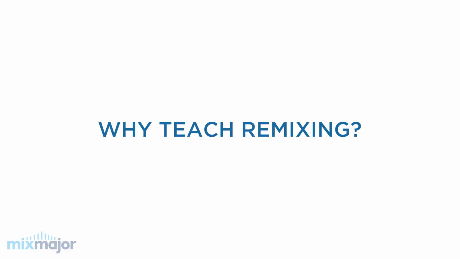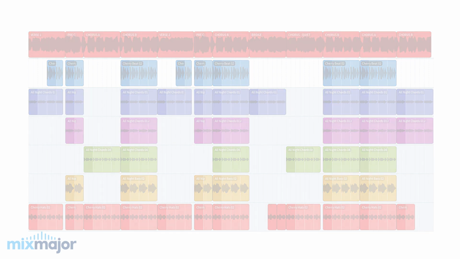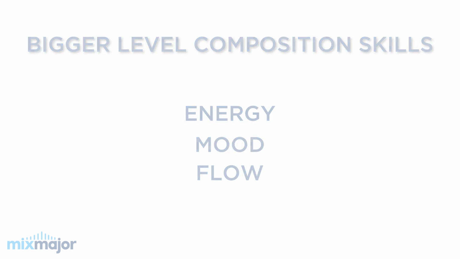Remixing is a great way to learn music production, especially early on in the process. Why? Because the original song gives you structure to work within, and you can use this structure as a roadmap for your own production. At the same time, you end up practicing bigger level composition skills in controlling energy, mood, and flow. In my opinion, it's these bigger level composition skills that students should learn first.